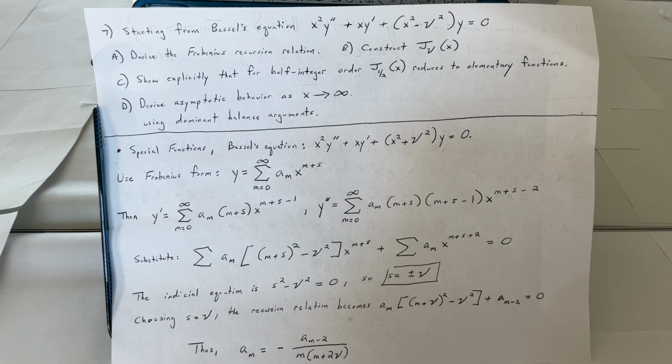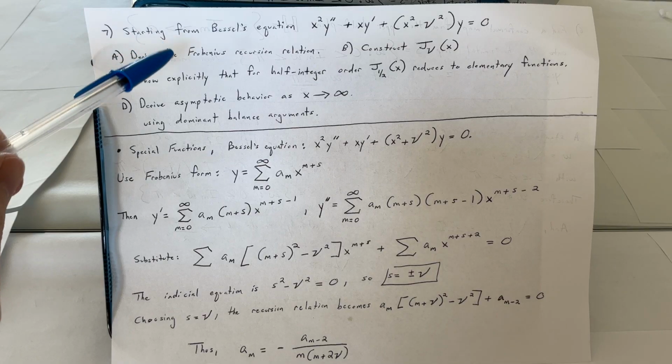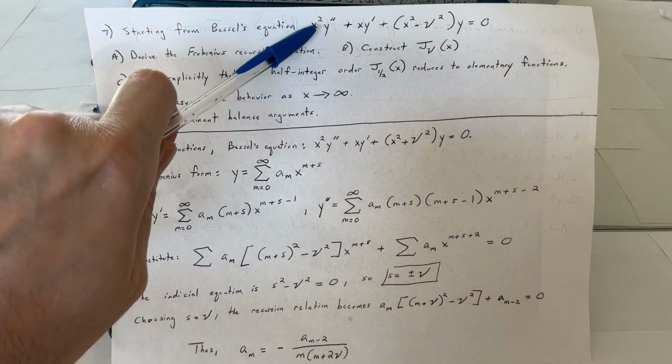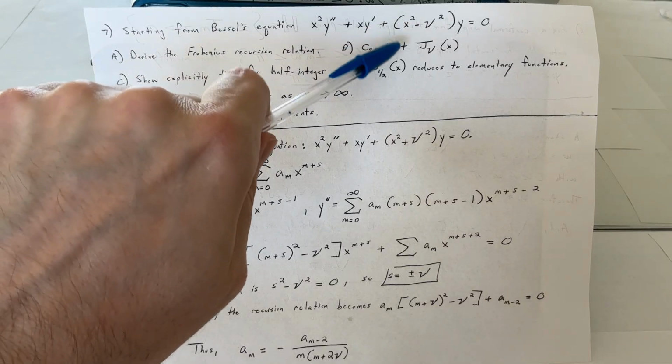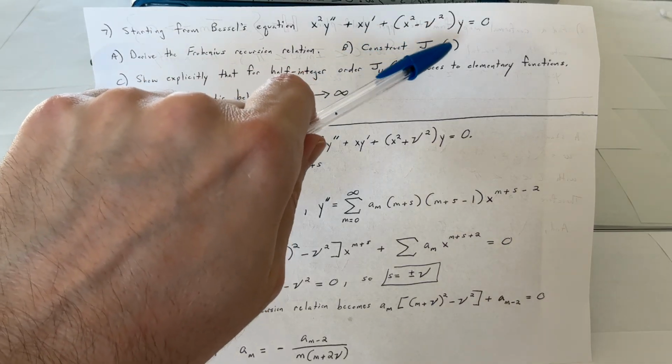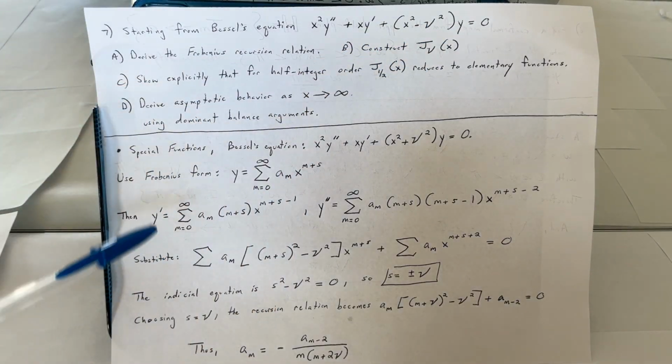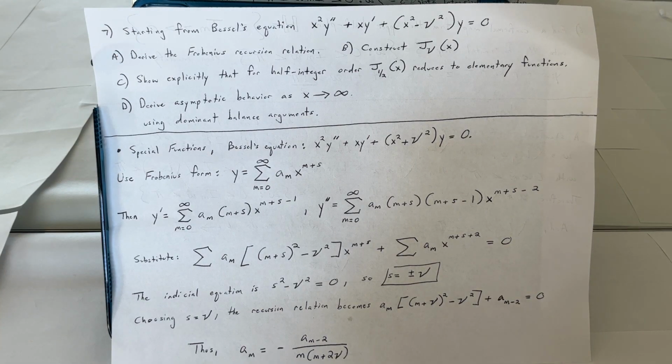So part 4 of mathematical methods in physics. Let's start with problem 7 here. Starting from Bessel's equation, x squared y double prime plus x y prime plus quantity x squared minus nu squared y equals 0. Part A, derive the Frobenius recursion relation.